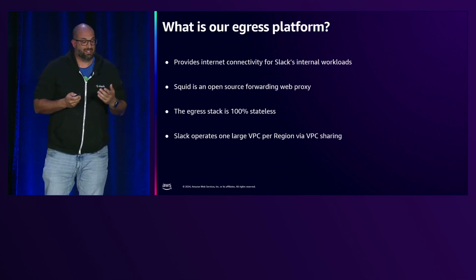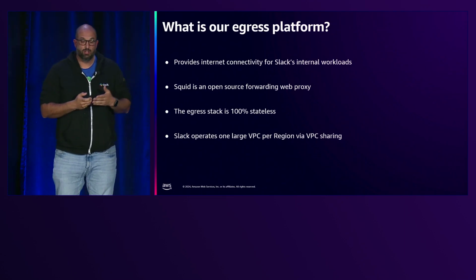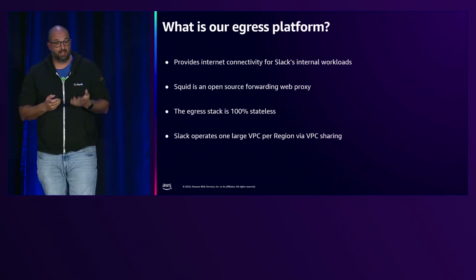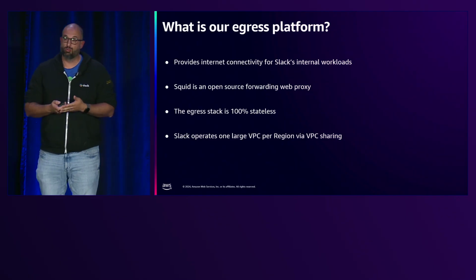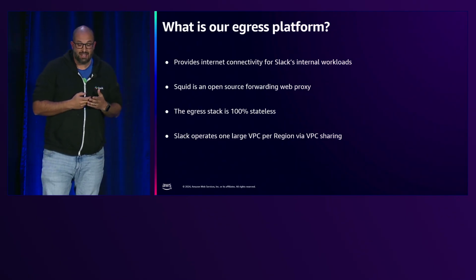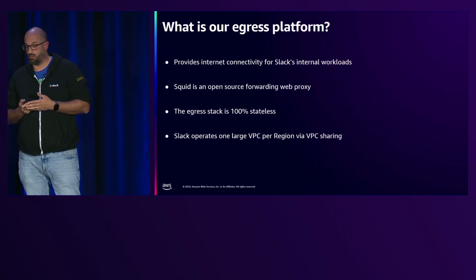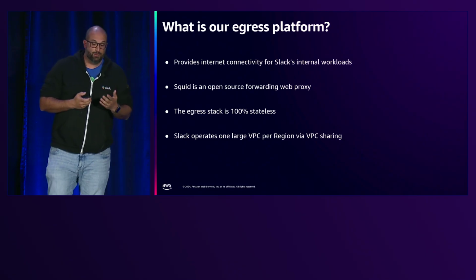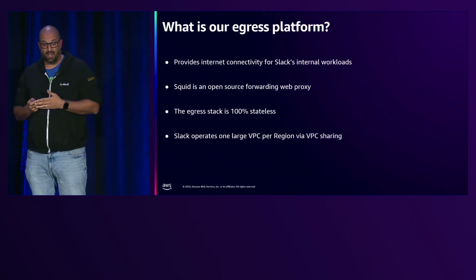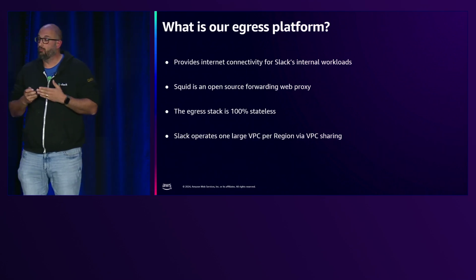So, what is the Slack egress platform? It's essentially a managed platform that provides internet connectivity to all of Slack's internal workloads. Basically, if you run a service at Slack and you want to connect to the internet for whatever reason, you do so via our egress platform. This platform is totally stateless and is made up of EC2 instances running Squid, which is an open source forwarding web proxy. Slack has taken a very different approach to our network design. We rely heavily on VPC sharing via AWS RAM, and as such, have one large VPC per region for all our workloads.